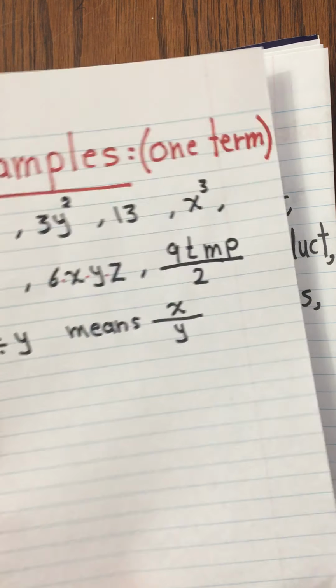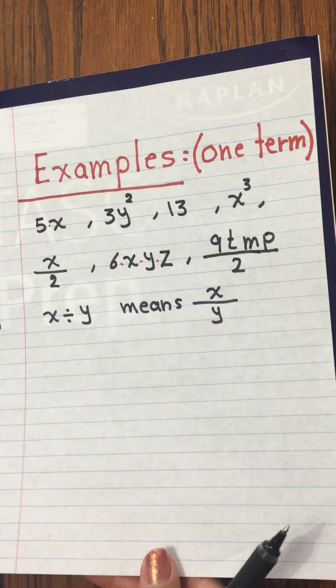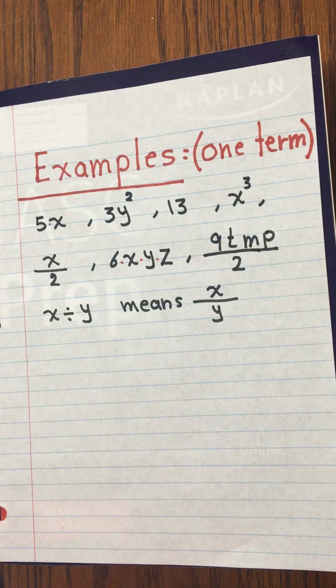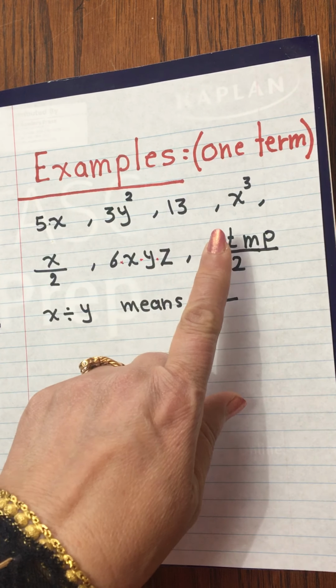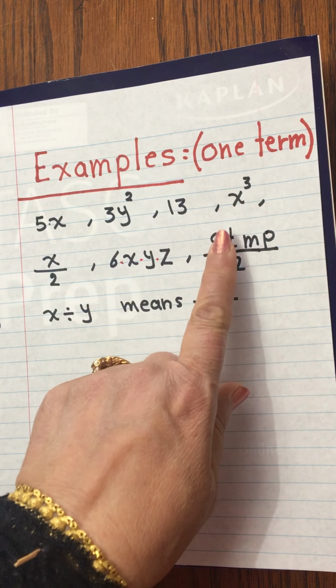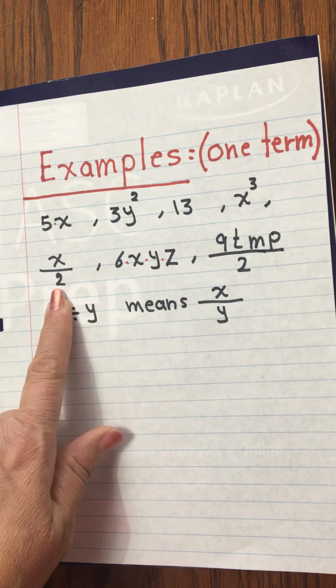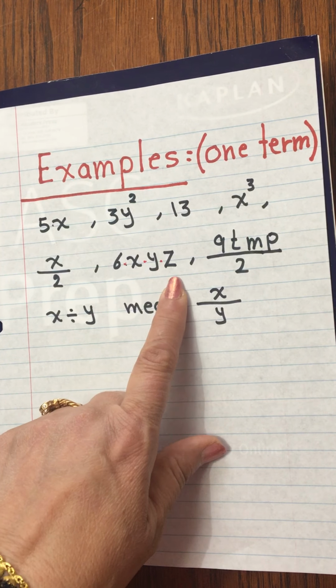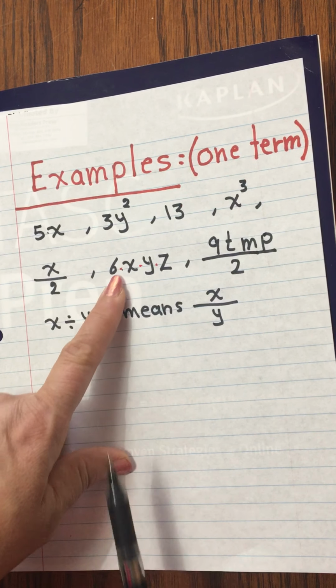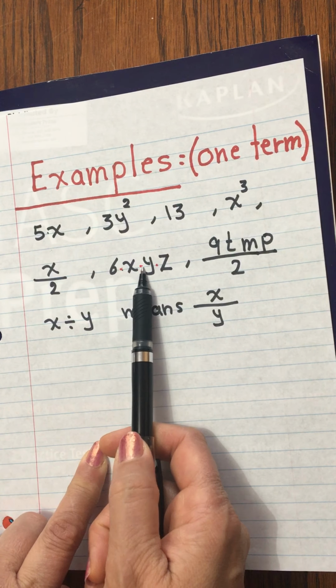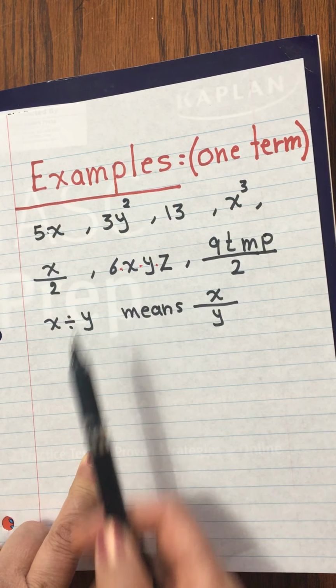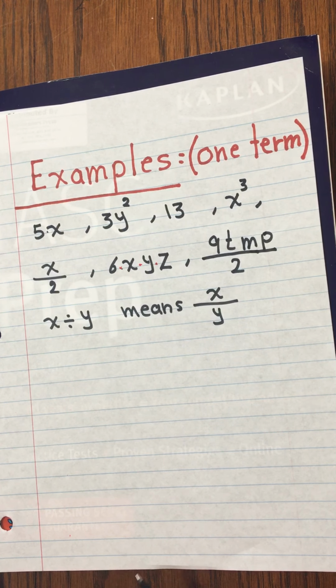Examples for one term: 5x, 3y squared, 13, x to the power 3 or x cubed, x over 2, 6xyz. It means 6 times x times y times z. So there is a multiplication between these variables and the number 6.